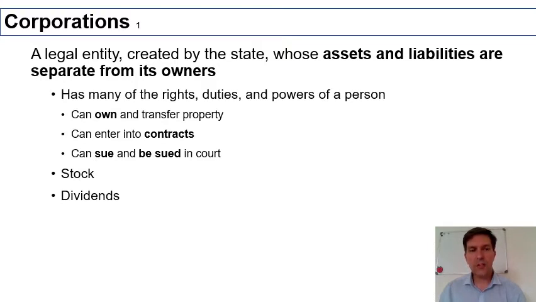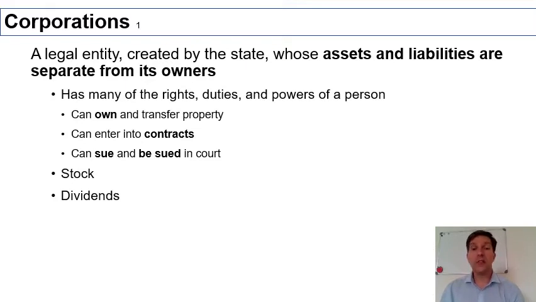Now, corporations, unlike the other two, are a unique legal entity that are actually created by the state. And here is the important part. They're an entity whose assets and liabilities are separate from the owners. And this aspect is what makes corporations so unique and probably attractive from a business perspective. Okay, what does this mean? This means that they are their own legal entity when it comes down to their assets and liabilities.